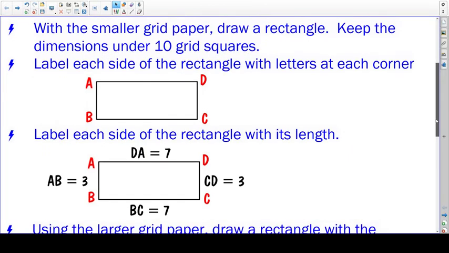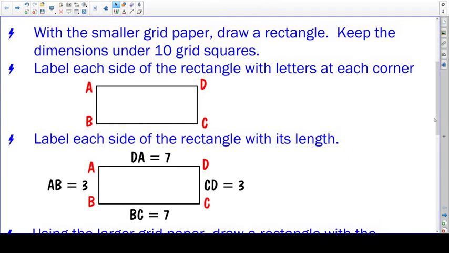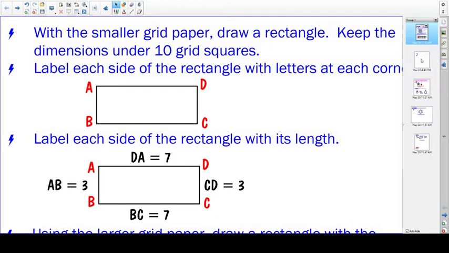With the smaller grid paper, draw a rectangle. Keep the dimensions under 10 grid squares. What does that mean? Well, it means that if this is your grid paper and you're going to draw your rectangle, the length and the width both have to be under 10. When you're doing it on the smaller paper, you want to keep it under 10 so that it's drawable on the larger grid paper where the squares are bigger.